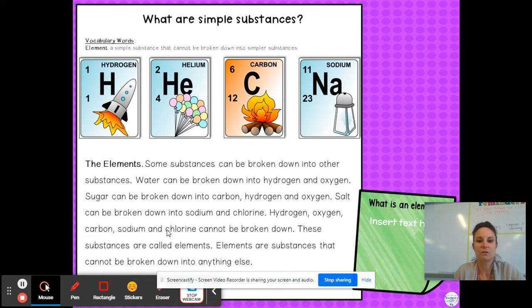Hydrogen, oxygen, carbon, sodium, and chlorine cannot be broken down. These substances are called elements. Elements are substances that cannot be broken down into anything else, like atoms. So that is your slide 2. You may pause the video to write your answers or continue ahead.